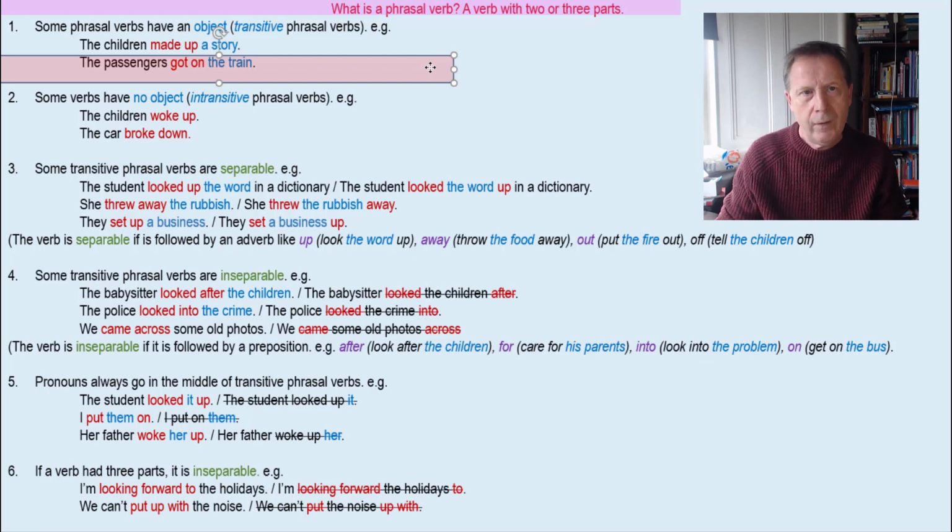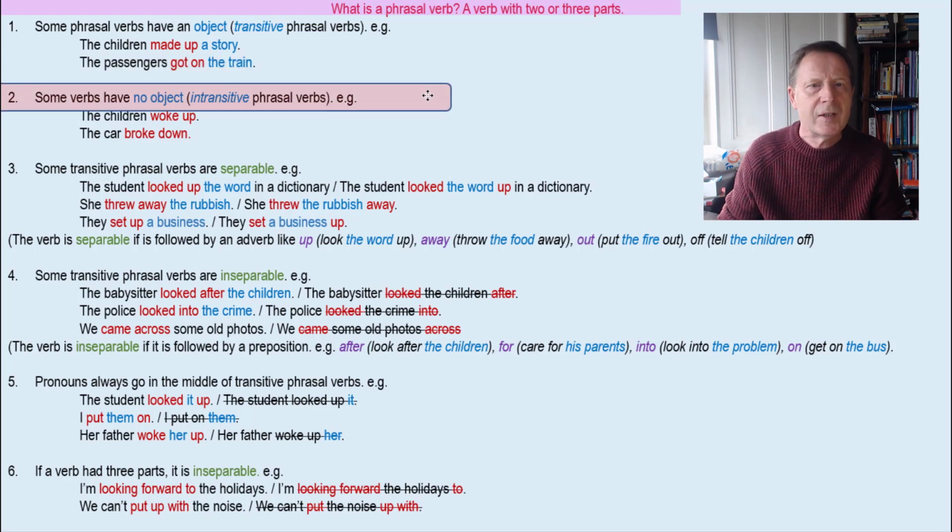Now, not all phrasal verbs have an object. In the same way, not all ordinary verbs have objects. For example, buy food. Buy is a verb. Food is the object. But for example, I swim, there is no object. Swim is the verb and there is no object.